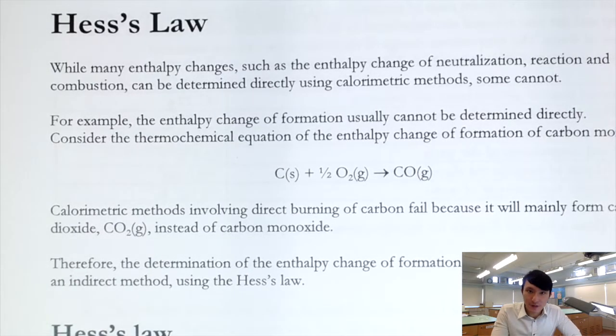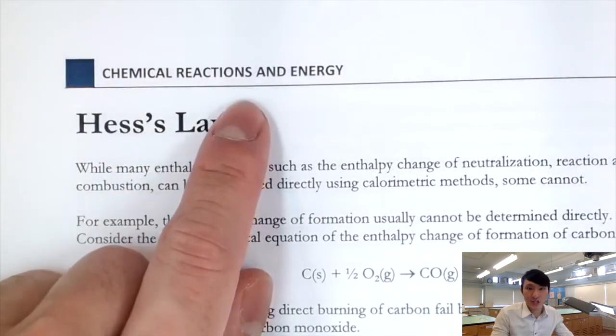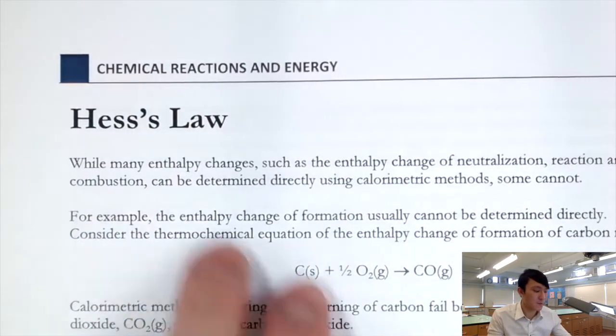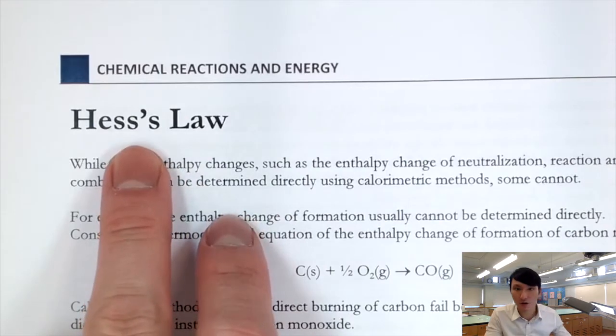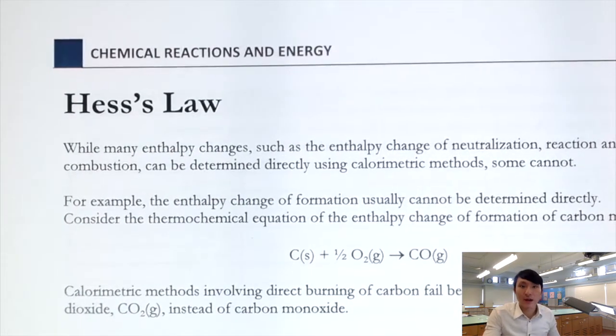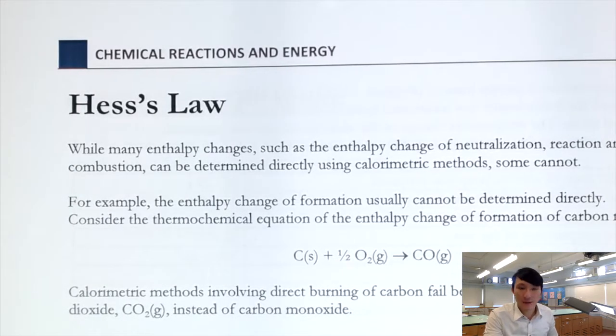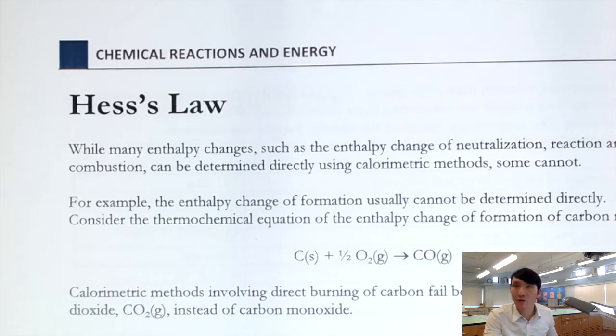Hi, in this video, I'm going to continue on the topic chemical reactions and energy. And this time we will move on to the chapter called Hess's Law. Now, in the previous videos, we've been talking about a calorimetric experiment, and we know that by performing calorimetric experiments, we can find out the heat change of a reaction and therefore find out the enthalpy change of a reaction. However, in some situations, these calorimetric experiments don't work.